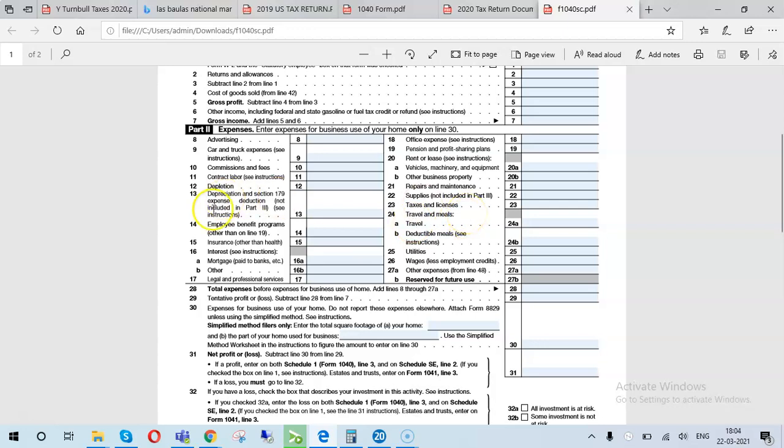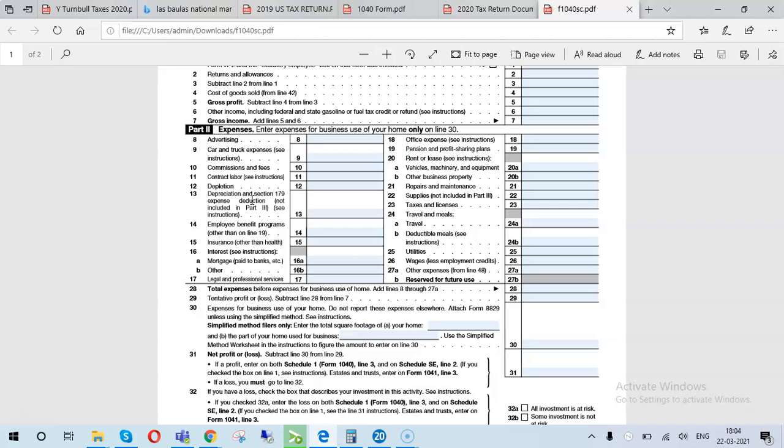Guys, line 13 for depreciation. Most of us nowadays use a computer to keep track of all the records for the business. So you can get the deduction on your computer. You have to go to Publication 946 for this.